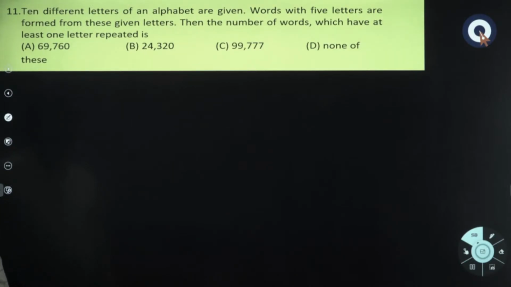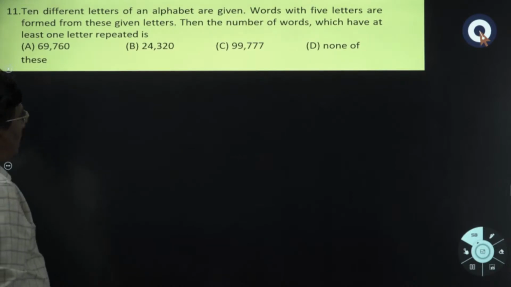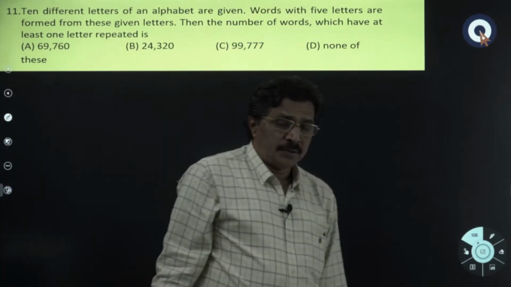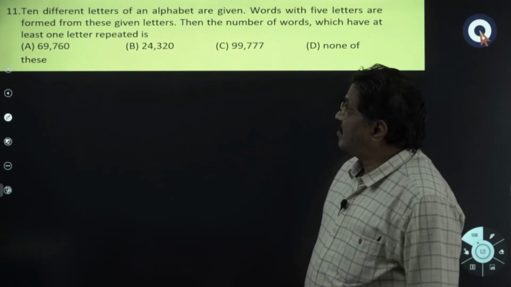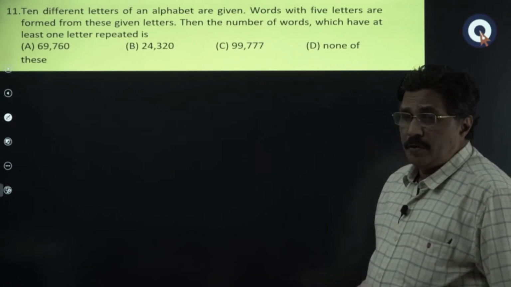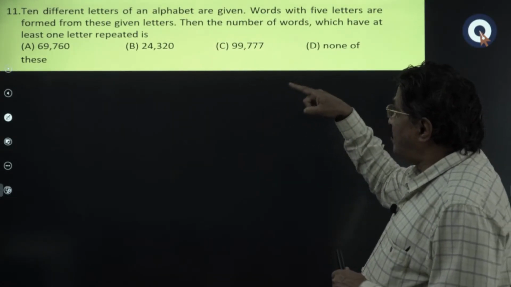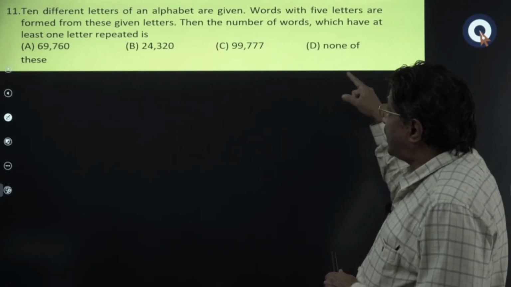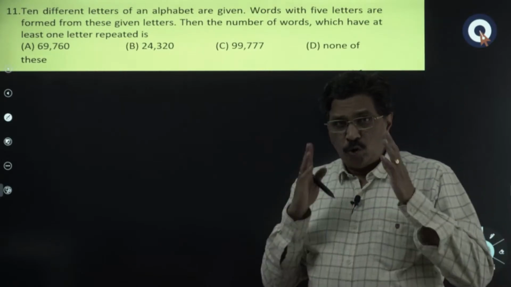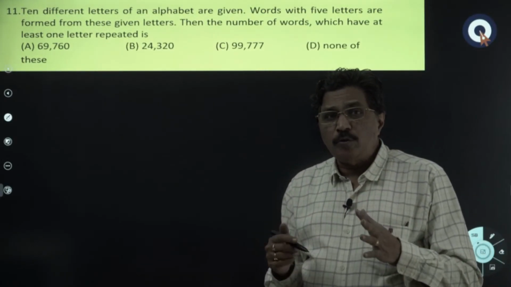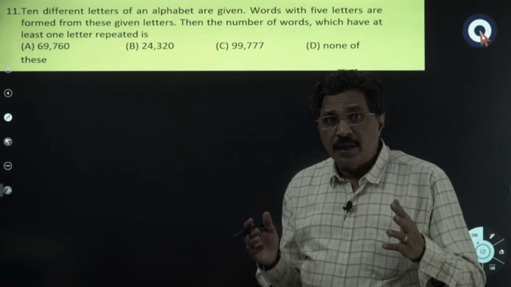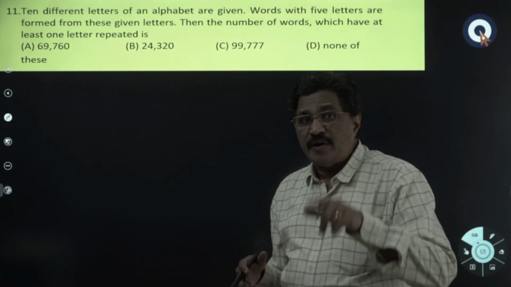So 10 different letters of the alphabet are given. From the total number of words with repetition, the words with 5 letters are formed from these given letters. The number of words which have at least one letter repeated: from the total number of words, if you subtract those words where there is no repetition, the rest are all the cases where there is at least one letter repeated.